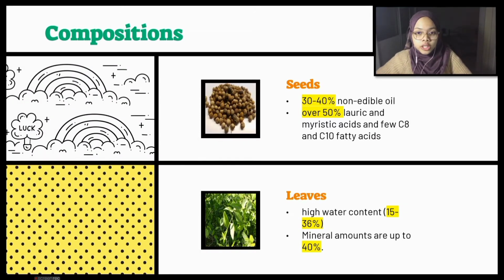Next is the composition of the plant, where Salvadora persica seeds contain 30 to 40% non-edible oil with over 50% lauric and myristic acids and few C and acetic fatty acids, making it a viable alternative to palm oil in the soap and detergent industry. Next is the leaves that have high water content, which is 15 to 36%, making them a valuable water supply for animals like camels who have a high water recycling capability.